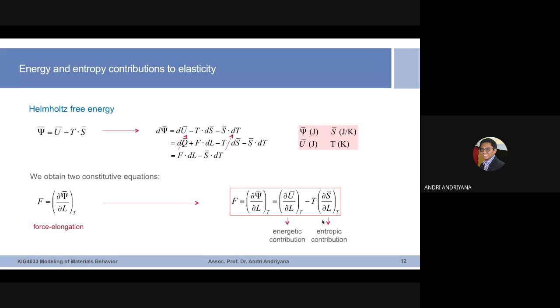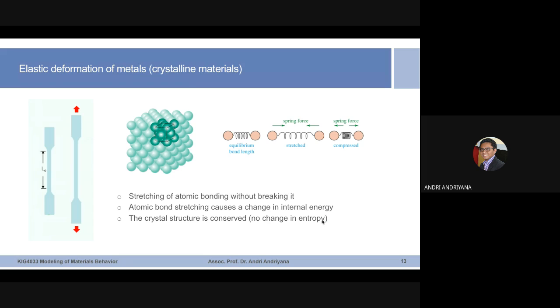So there are two contributions to the resistance of materials, how difficult it is to deform the materials, because you need to change the internal energy of materials and you need to overcome the fact that you change the entropy in the materials. The first term is called the energetic contribution to the elasticity of the materials. The second term is called the entropic contribution to the elasticity of materials.